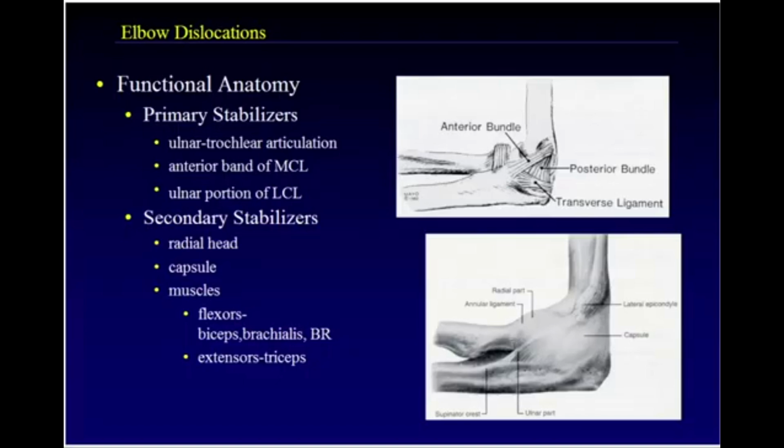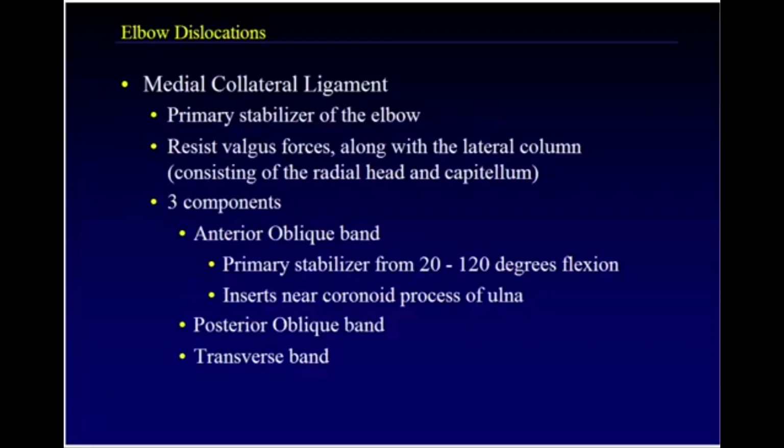Regarding the functional anatomy of the elbow, remember that the primary stabilizer is the ulnar-trochlear articulation itself. Of course, the distal humerus trochlea is recessed into the proximal portion of the ulna. Then you have the anterior band of the medial collateral ligament, which is again the most important medial primary restraint, and it attaches directly to the base of the coronoid process. So that's suspected to be disrupted in significant coronoid fractures. Then there's the ulnar portion of the lateral collateral ligament. The secondary stabilizers would be the radial head, the capsular attachments, and the various muscles that cross the elbow joint.